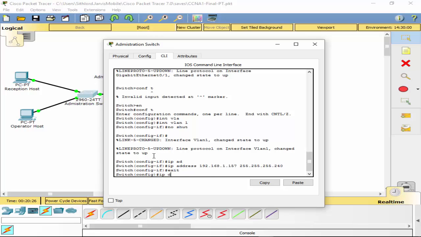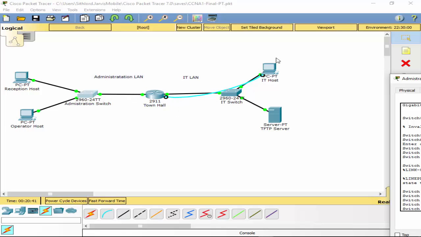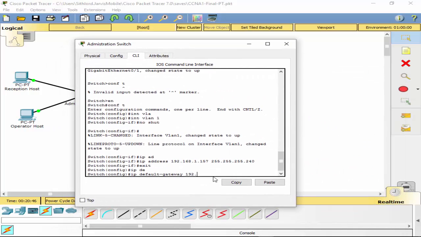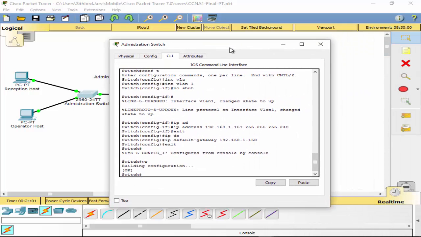Okay, and I'm going to do this a little early, but I'm going to say ip default-gateway, because if we're going to SSH from our remote network, then we need a default gateway. The default gateway for these devices is going to be this router interface, which we're going to have to put in, I'm sure, in a second. So ip default-gateway 192.168.1.158 was our default gateway. And so we have that part done.